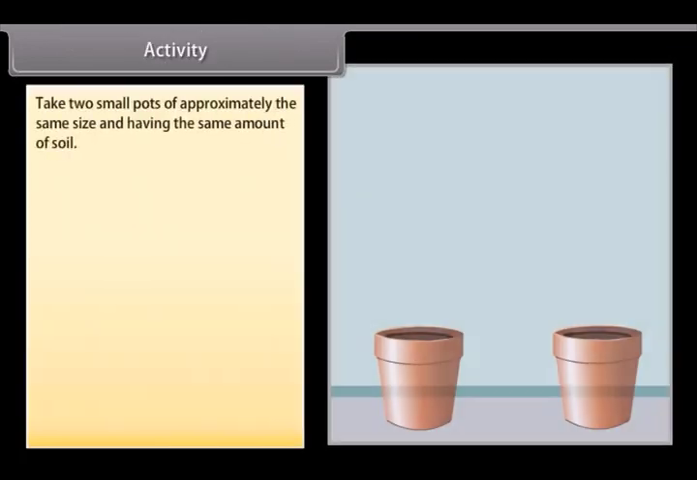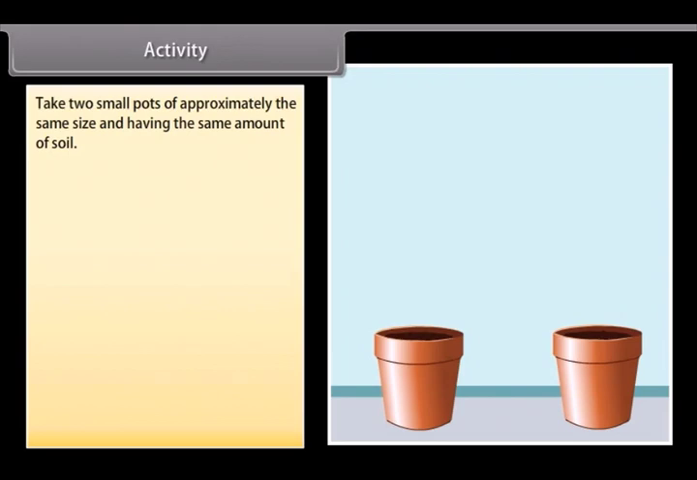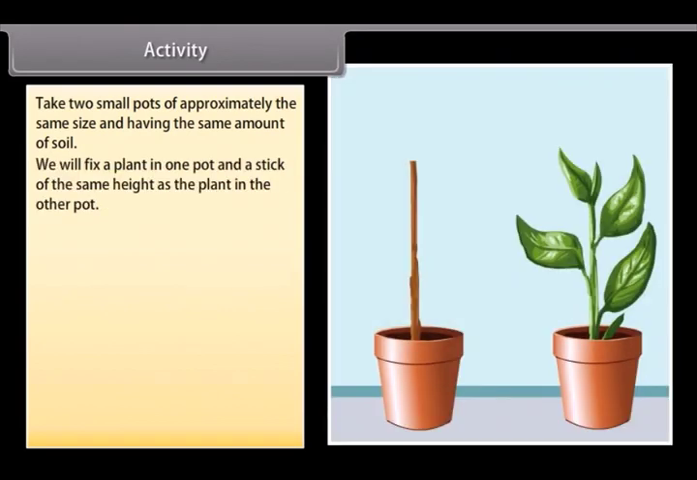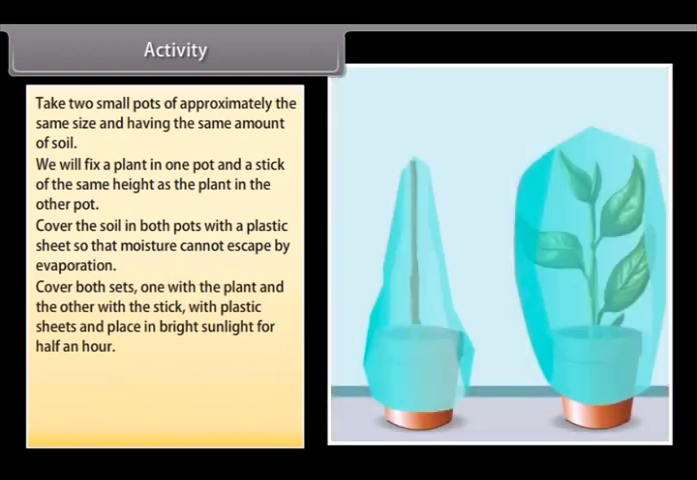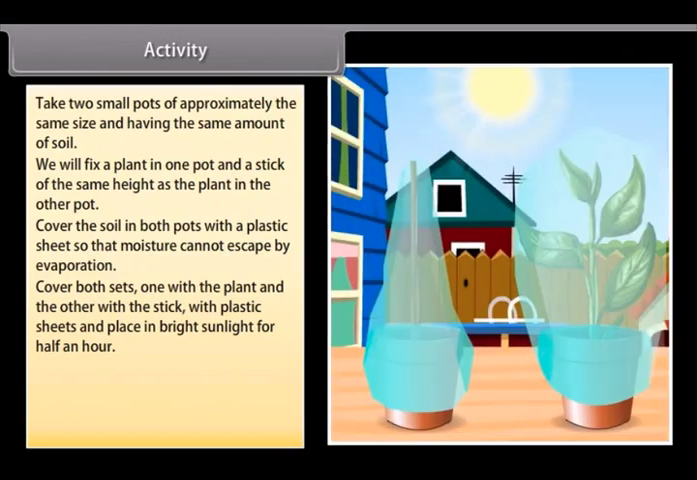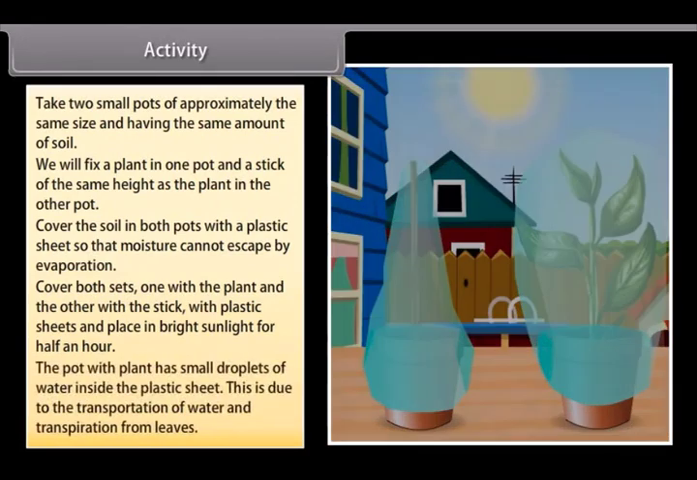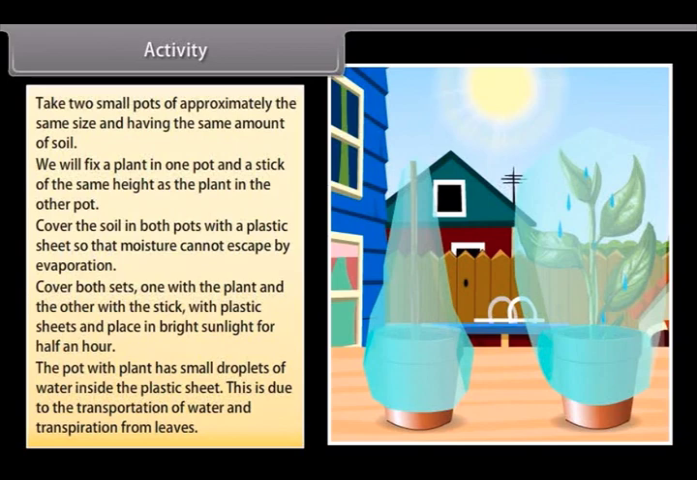Activity. Take 2 small pots of approximately the same size and having the same amount of soil. We will fix a plant in one pot and a stick of the same height as the plant in the other pot. Cover the soil in both pots with a plastic sheet so that moisture cannot escape by evaporation. Cover both sets, one with the plant and the other with the stick, with plastic sheets and place in bright sunlight for half an hour. The pot with the plant has small droplets of water inside the plastic sheet. This is due to the transportation of water and transpiration from leaves.